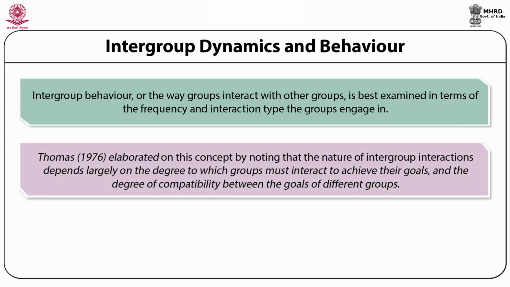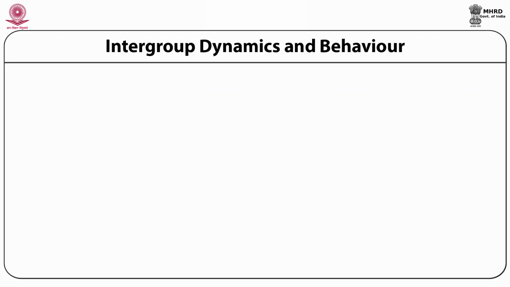In 1976, Thomas elaborated on this concept by noting that the nature of intergroup interactions depends largely on the degree to which groups must interact with each other to achieve their goals and the degree of compatibility between the goals of different groups. Now you know what intergroup dynamics is.